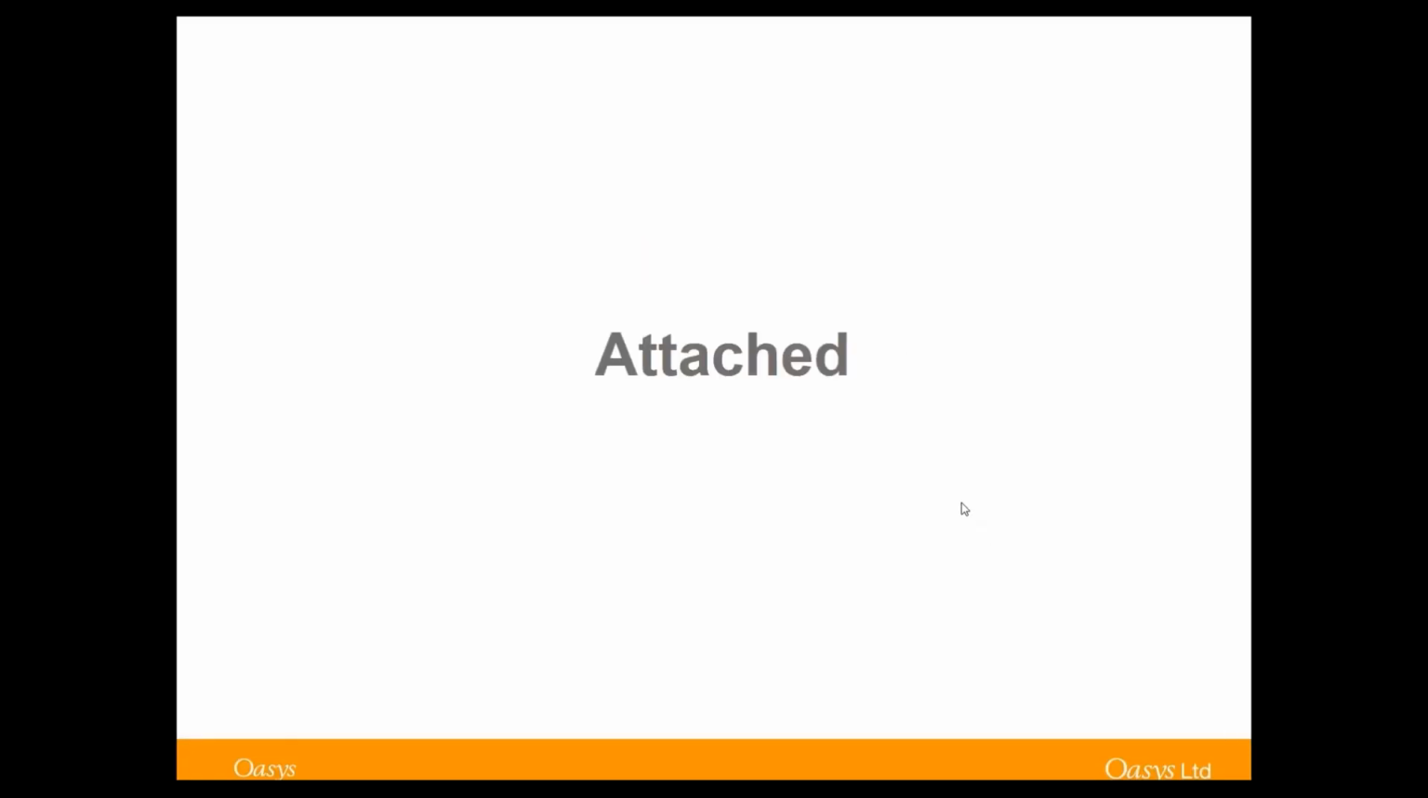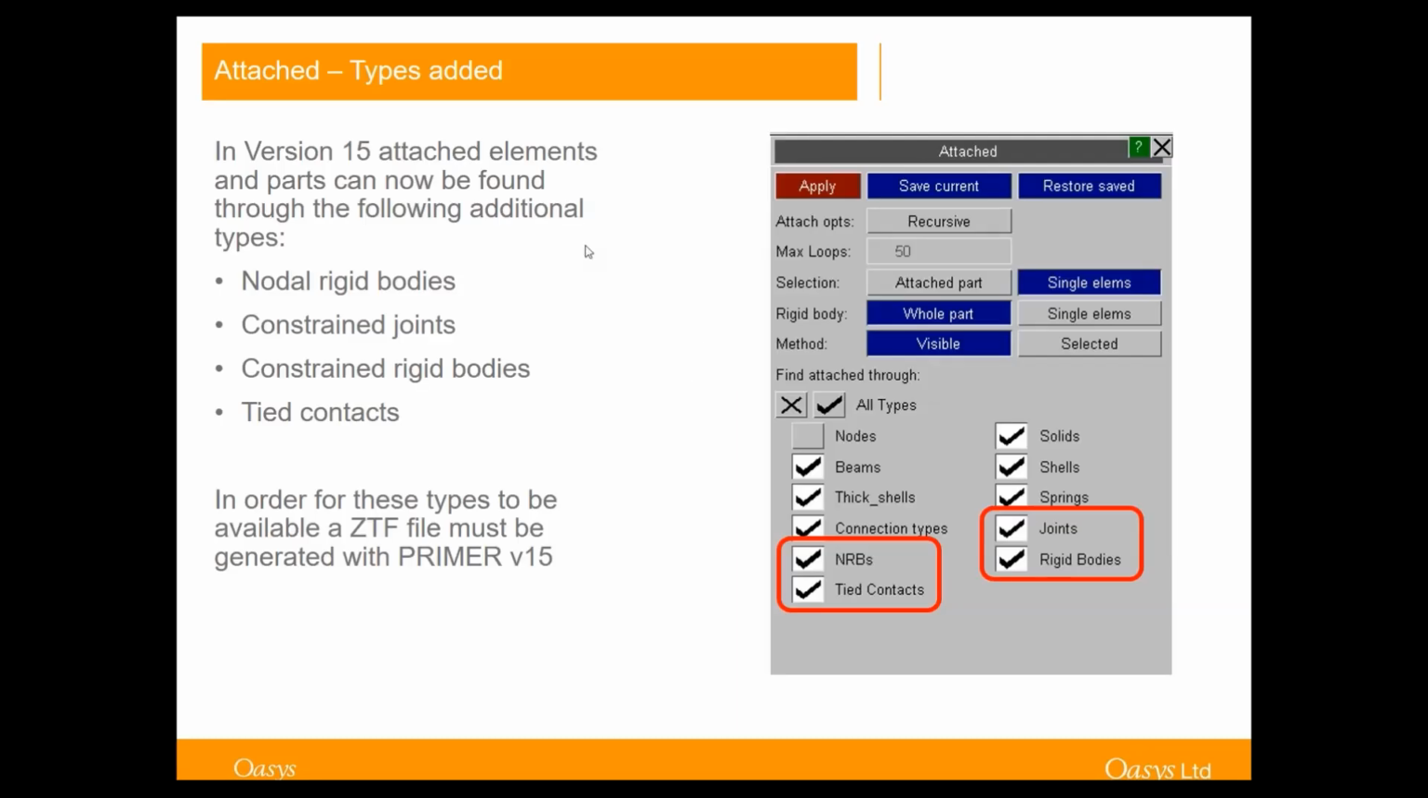So the next tool which has been updated is the attached tool. We've extended the types of attachment through which you can find attached elements. The new attachment types are nodal rigid bodies, constrained joints, constrained rigid bodies, and tied contacts, which now appear at the bottom of the menu, highlighted in red there.